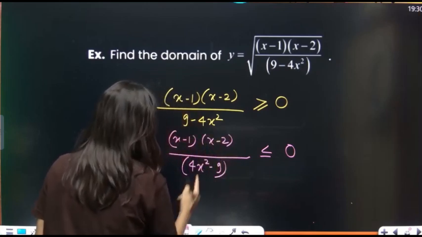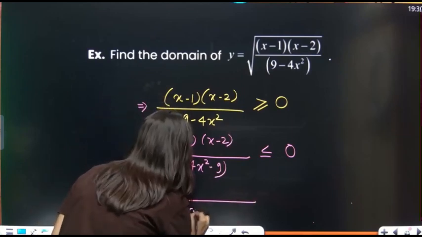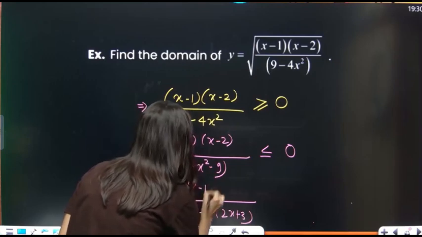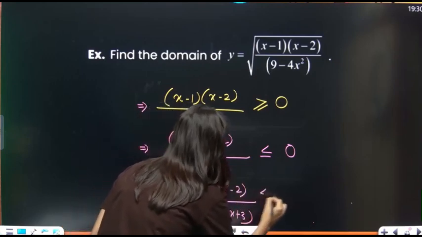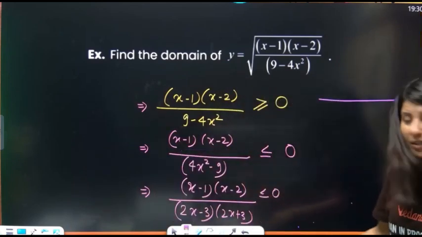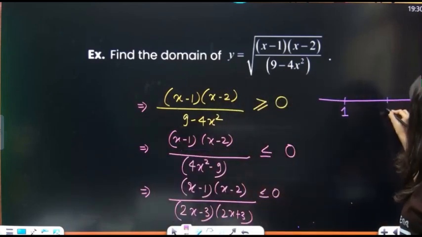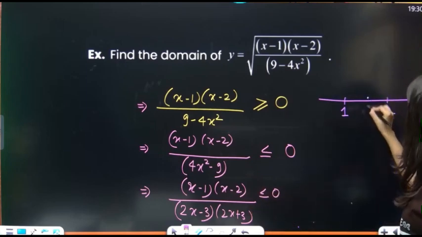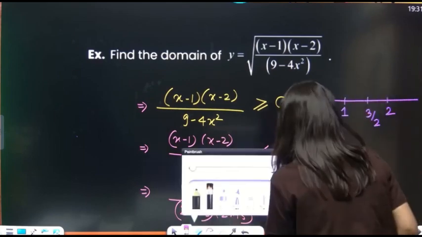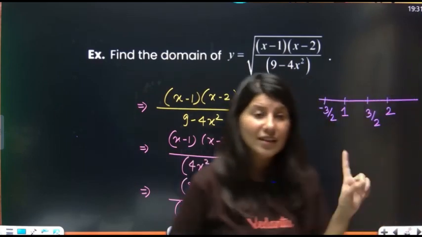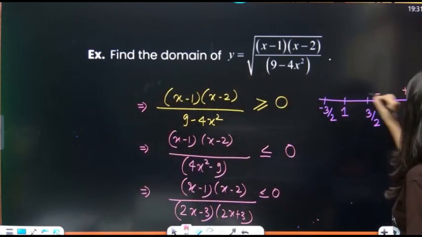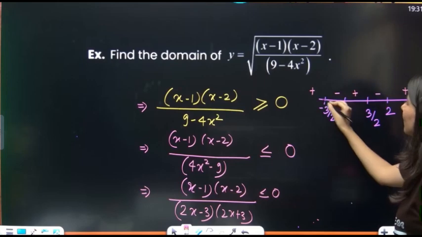Everybody? Yes. Now split this: 2x minus 3, 2x plus 3 and x minus 1 and x minus 2 is less than or equal to 0. Now let's plot the number line. We have got 4 critical points: 1, 2, then 3 by 2 and minus 3 by 2. All the signs are odd. Remember I showed you a ninja trick: when all the numbers are odd, just start plus, minus, plus, minus, plus. Alternate signs will work for you.